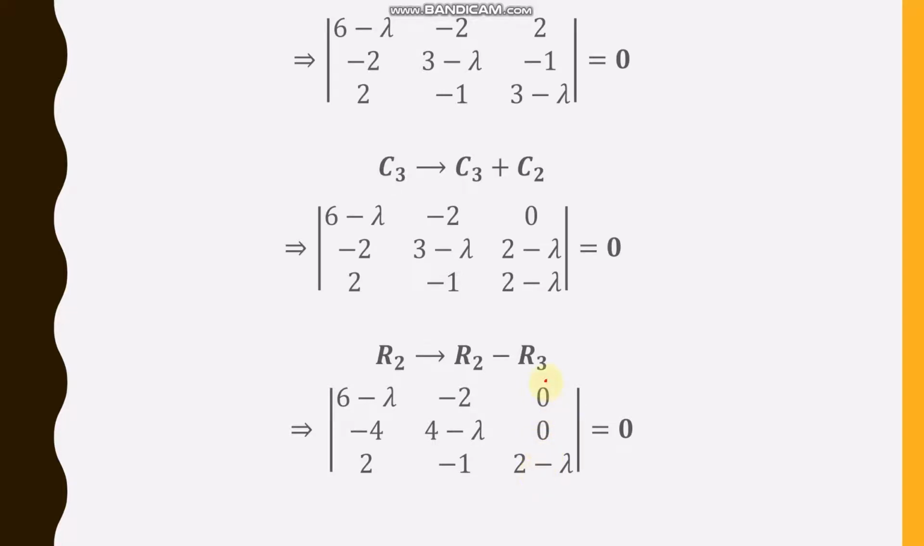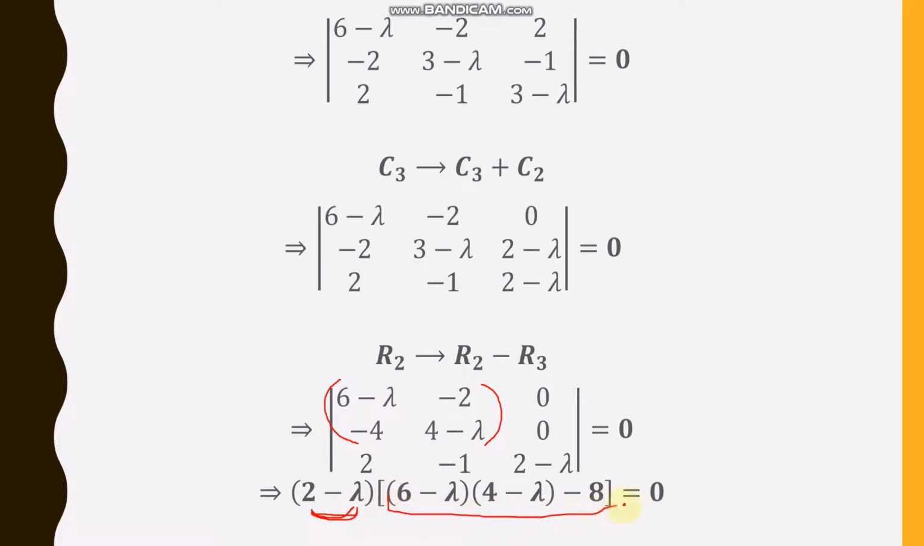I can expand the determinant using the third column. So it will be 2 minus lambda multiplied with the determinant of this 2 by 2 matrix. So it is (6 minus lambda)(4 minus lambda) minus 8. So one of the eigenvalues I am getting from here is 2. The other two eigenvalues we will find by solving this. Okay, so let's do it.